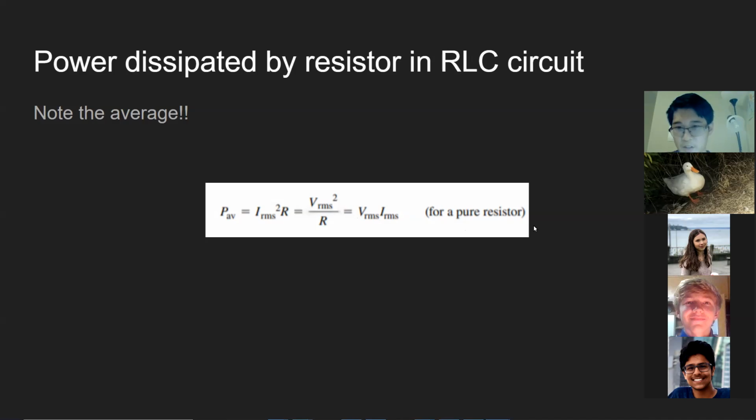All right, power dissipation. What does power dissipation mean? In an RLC circuit, the only component doing power dissipation is the resistor. So in this case, what we're calculating is the power dissipation by the resistor. Nothing else in the circuit dissipates power.